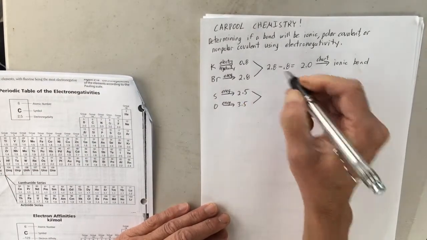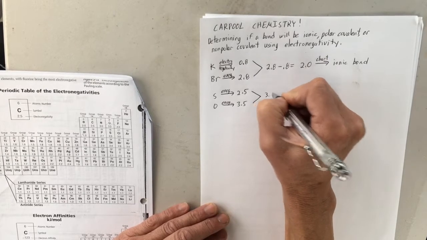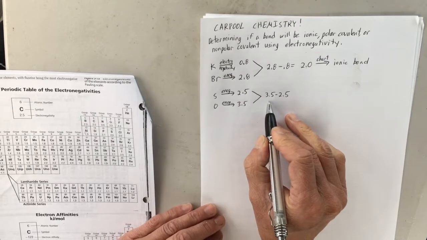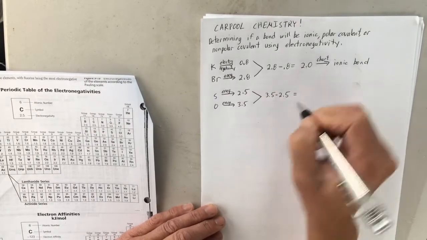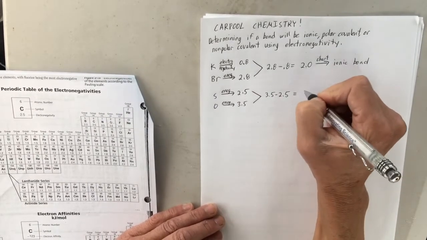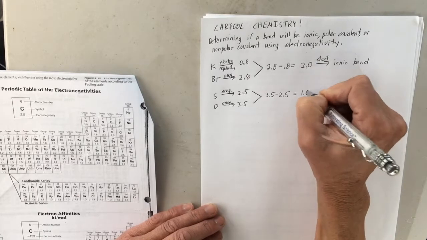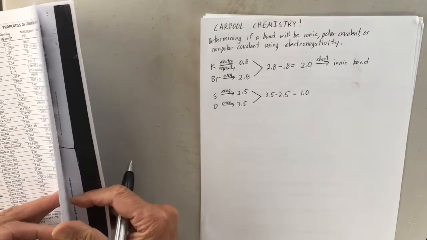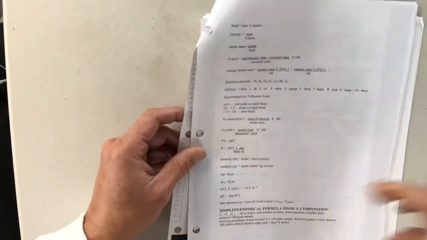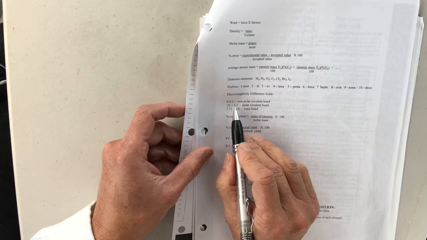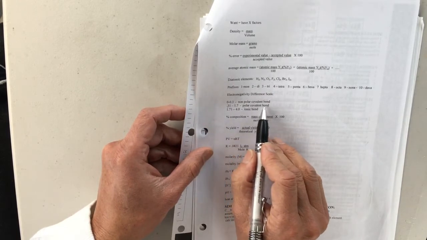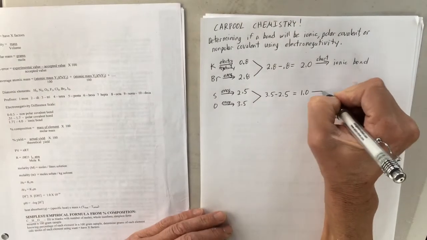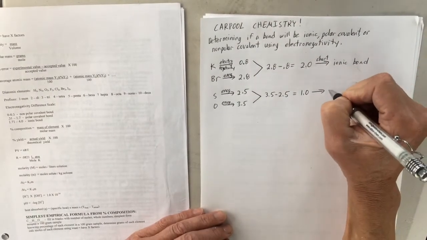We take the difference between the two, 3.5 minus 2.5. Once again, we list the larger value first, so we come up with a positive number, and the difference is an electronegativity of 1.0. Looking at our chart, we see that 1.0 lies between 0.31 and 1.7. So this is a polar covalent bond. That is, they're sharing electrons, but they're sharing them unequally.